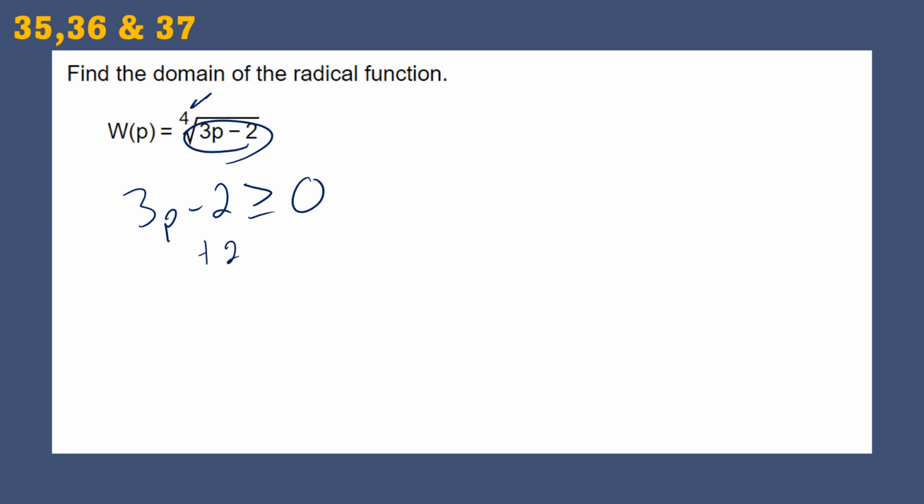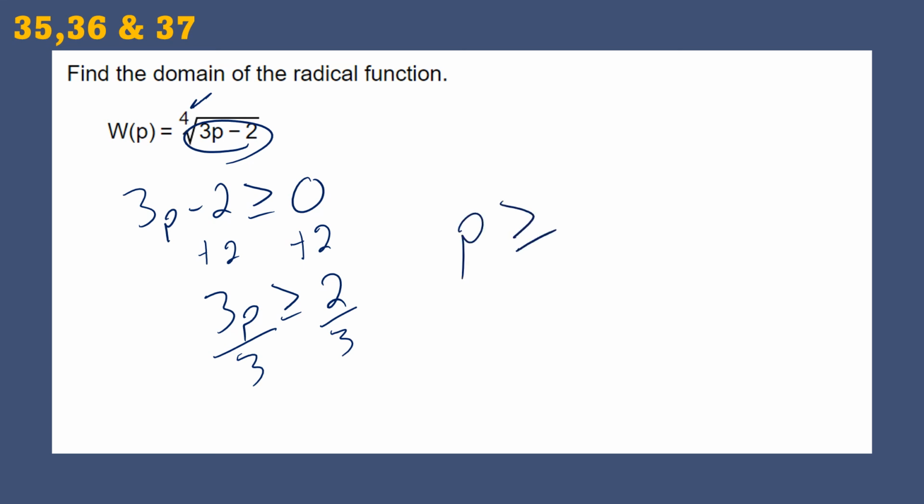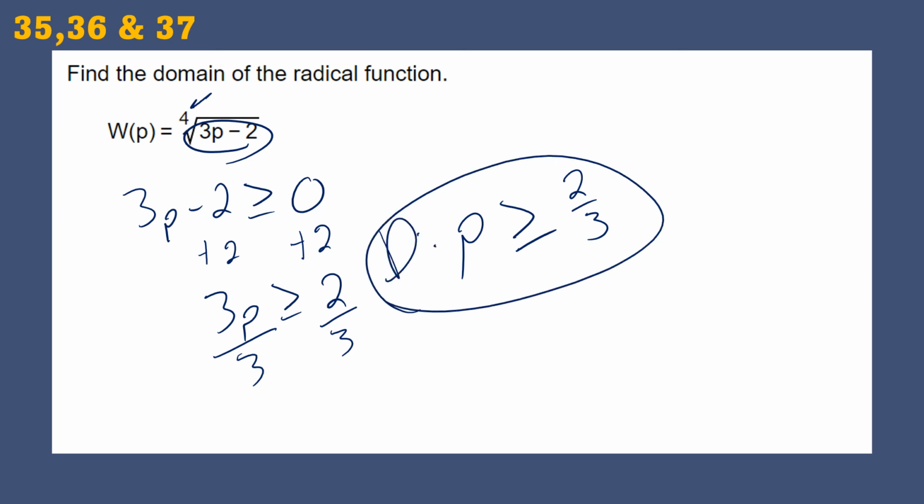So we're going to add 2 to both sides. And then divide by 3. And we get p is greater than or equal to 2/3. And so that is my domain. My domain is that problem right there. If I need it in interval notation, I'd say from 2/3 inclusive all the way to positive infinity.